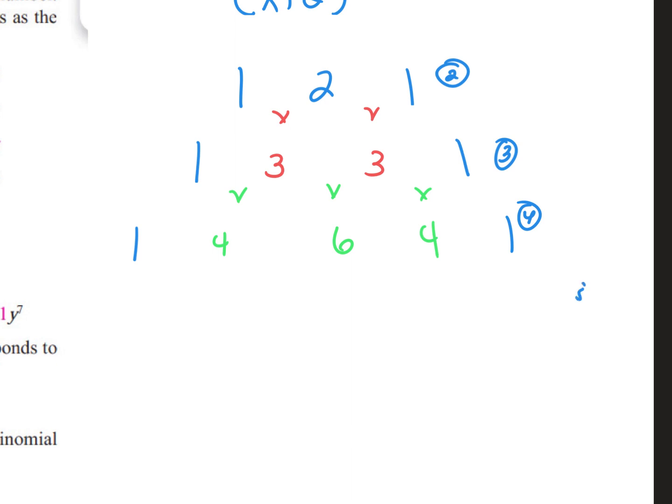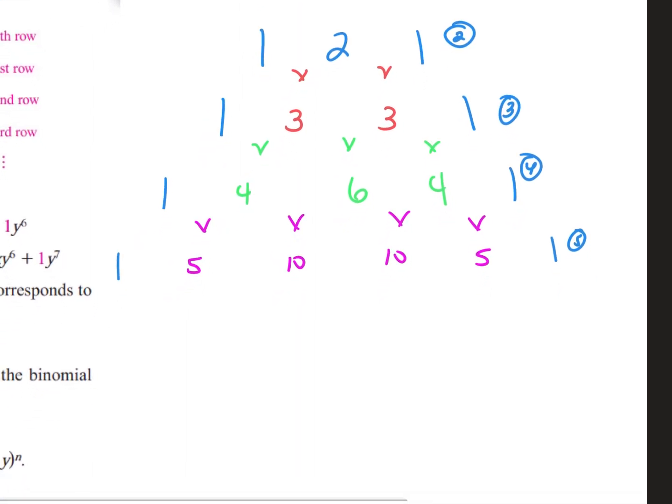So now we're going to say, okay, the fifth power. Again, 1s on the outside. So we're going to add, so 1 plus 4 is 5, 4 plus 6 is 10, 6 plus 4 is 10, and 4 plus 1 is 5. So that is what we would be using for the fifth power.